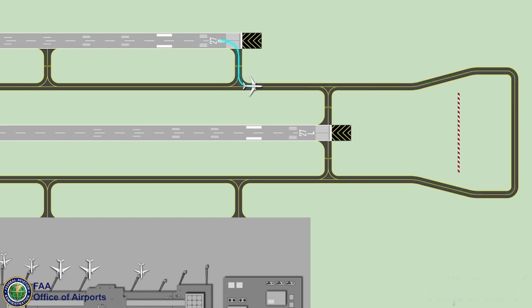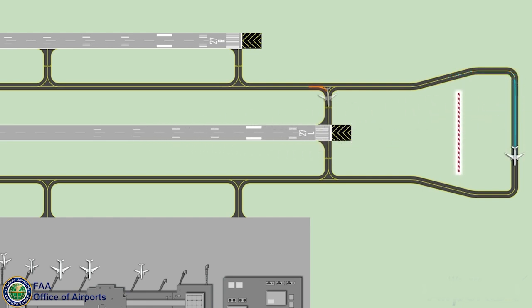An end-around taxiway, or EAT, allows taxiing aircraft to cross the extended runway centerline without specific clearance from air traffic control. This improves the efficiency of airport operations and provides an alternative to taxiing aircraft across a runway.